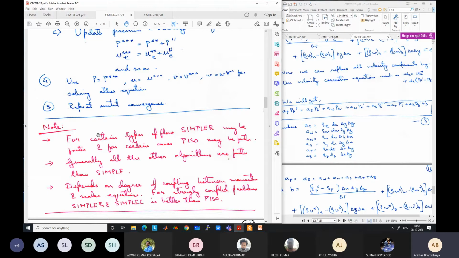So less time will be required. In general, SIMPLER, PISO and SIMPLEC, all three will be faster than SIMPLE. All of them will be faster than SIMPLE if we compare to SIMPLE. Now, if we compare the other three algorithms, it is not very clear which one is faster. You cannot say that this is better than the other.